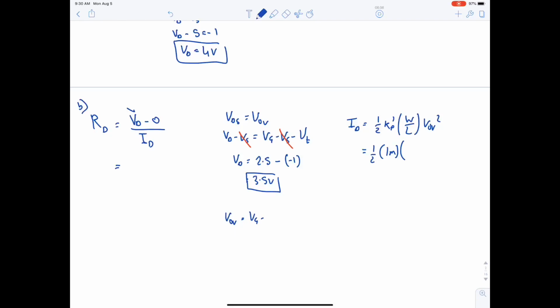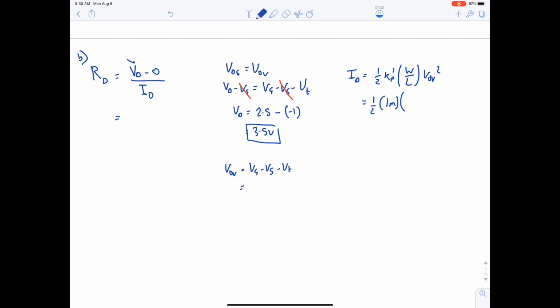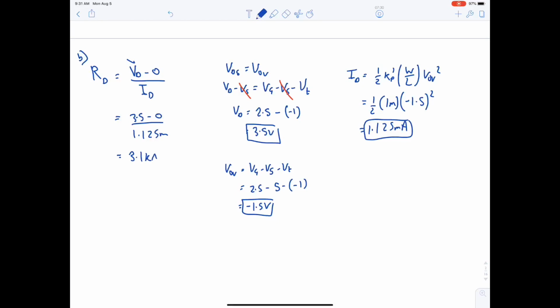VG, it won't change. VG minus VS minus VT, VG is 2.5, VS was 5, and this is -1, and it will give you -1.5 volt. So -1.5 squared, and this will give us 1.125 milliampere. Plugging the numbers back into the main equation, 3.5 minus 0 over 1.125 milli is equal to 3.1 kilo ohm. Okay, so we're done with the first question.